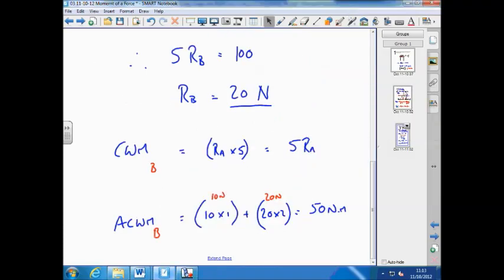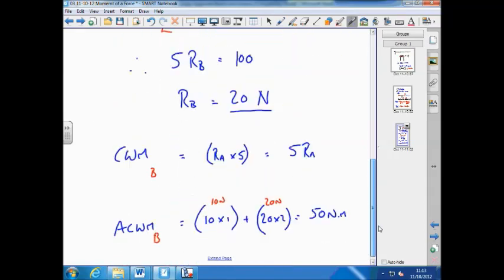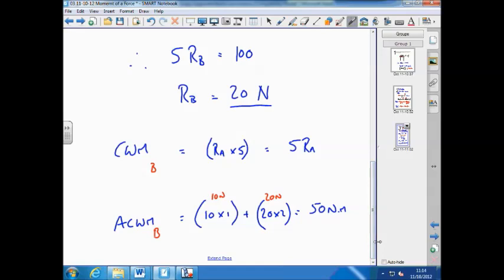So hopefully you got that the clockwise moments is just the reaction at A times 5 meters, and that the anti-clockwise moments this time will be 10 newtons times 1 meter, which is the distance from this pivot at B, plus 20 newtons times by that distance, which is 2 meters. Okay? And then you get 50 newton meters altogether.